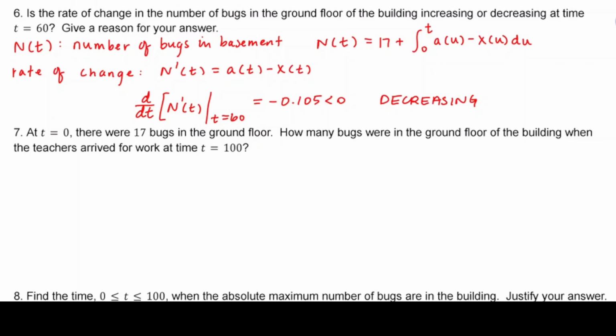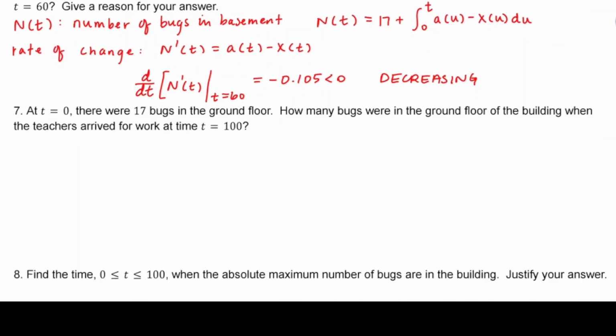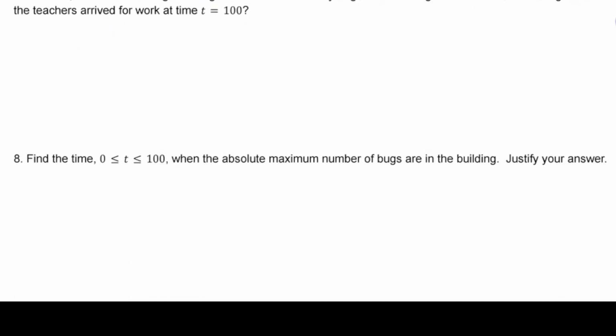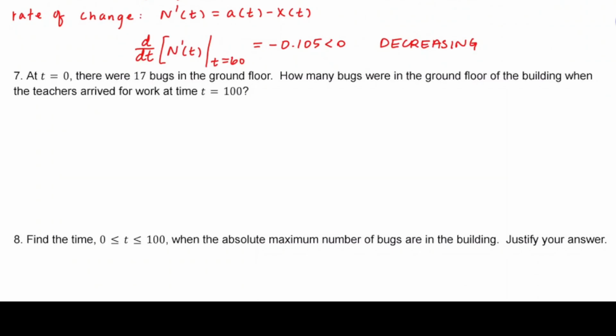That's very similar. Okay, now at time t equals 0, we already know there were 17 bugs on the ground floor. How many bugs were there when teachers arrived for work at time t equals 100? Okay, this is going to be very easy because I did all that legwork ahead of time. So that's going to be 17 plus the integral from 0 to 100 of a of t minus x of t dt. And, oh wait, no, not n of t. I actually want n of 100. Okay, that would not have been true.